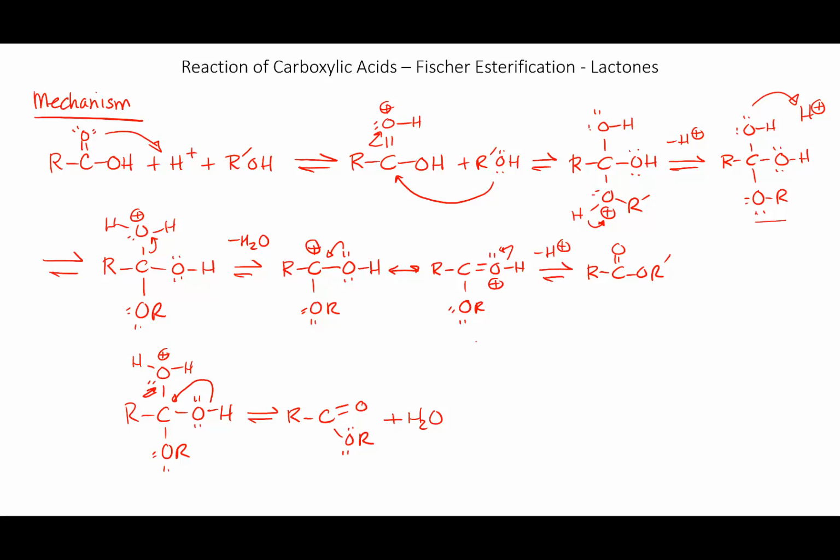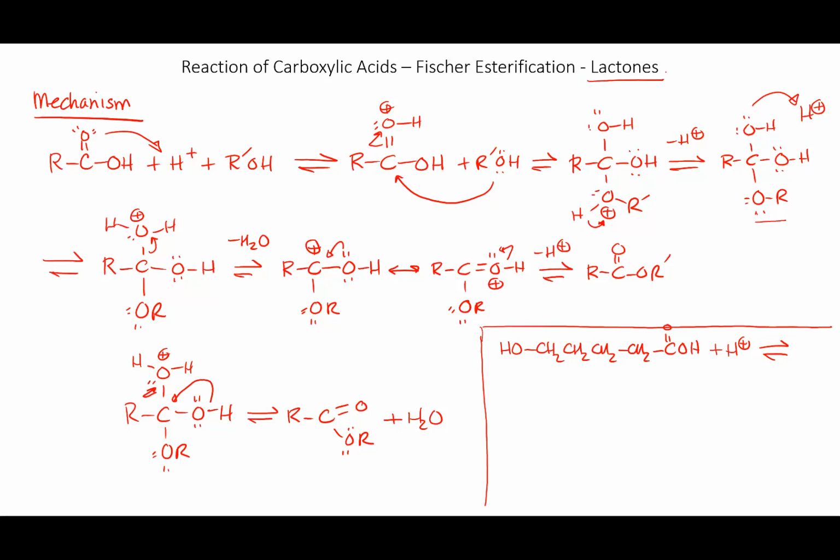Now, you can do Fischer esterification to form cyclic esters, which we call lactones. So just to make you aware of this, because the textbook talks about this, if you took, for instance, something like this, where you had an OH group on one end of the molecule and a carboxylic acid group on the other. You can treat that with just H plus, and form a cyclic ester, which is what a lactone is.